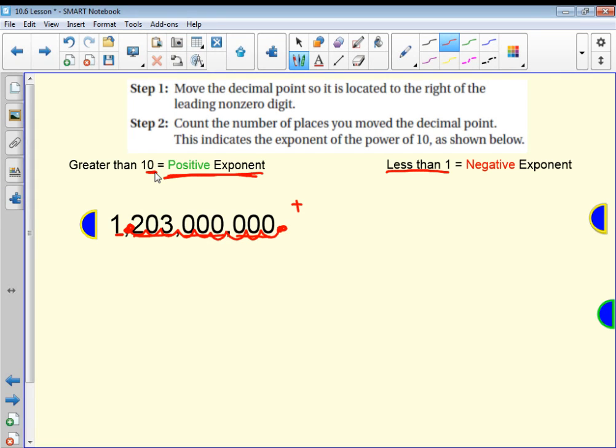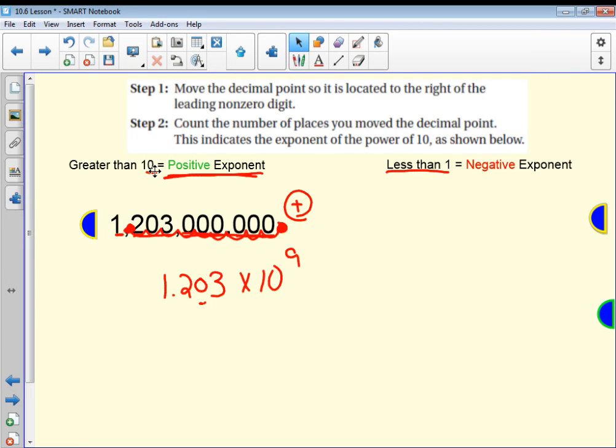So here's what my new number looks like. 1.203. Now I have to include this 0 because it is between two non-zero numbers. I can now stop writing because the rest of them are all zeros. Then I'm going to write times 10. We said it was a positive, and there were 9 places between our two decimals, so our exponent's a 9. So 1.203 times 10 to the 9th power, okay?